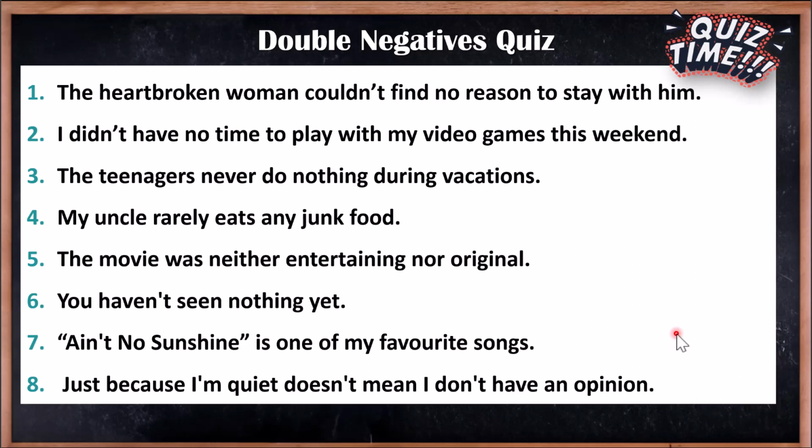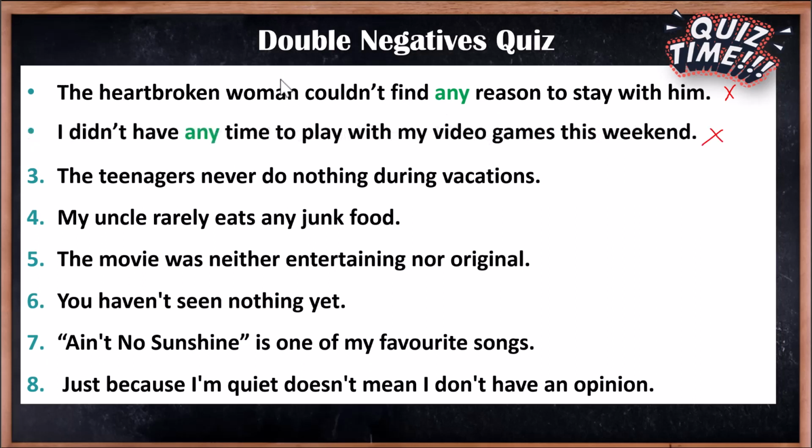Okay, let's correct these together. Number 1 is incorrect. It is a double negative. We need to change no to any. The heartbroken woman couldn't find any reason to stay with him. Number 2 is also a double negative. I didn't have no time to play with my video games. So we need to change no to any, or just remove it. I didn't have time to play with my video games.